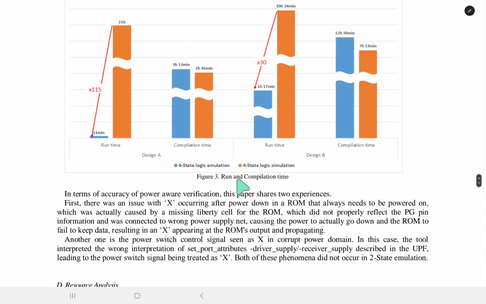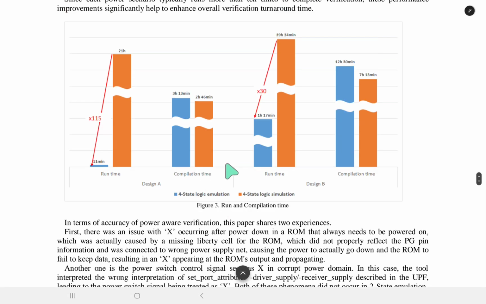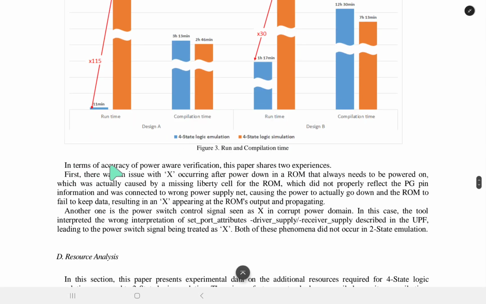Figure 3 is run-end compilation time. In terms of the accuracy of the power-aware verification, this paper shared two experiences.